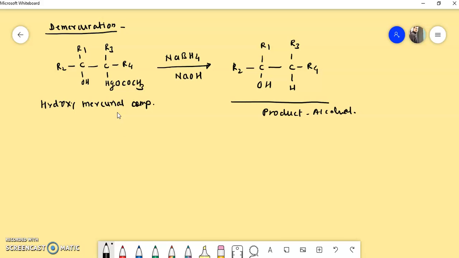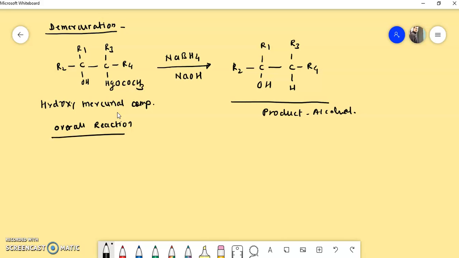I hope all of you have understood what is oxymercuration and demercuration. Why is this oxymercuration and demercuration required? To add the water molecule across the double bond. Directly it is not possible. That's why it is carried out using these two steps. So I will write the overall reaction once again to understand.